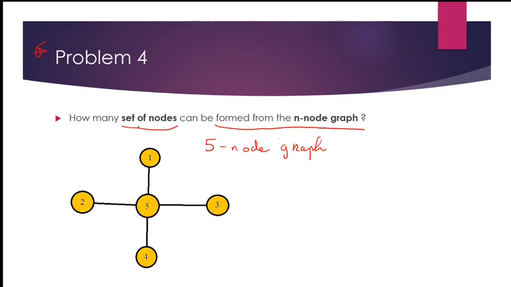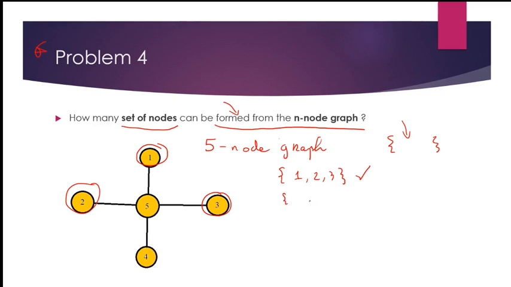And what's special about this set of nodes is that it has to be formed from the n-node graph. So the set needs to contain nodes inside the graph in the image. Everything besides this graph is going to be invalid. For example, we have the set of 1, 2, and 3. You can see it has node 1, node 2, and node 3, which are inside the graph. So 1, 2, 3 is a valid set.